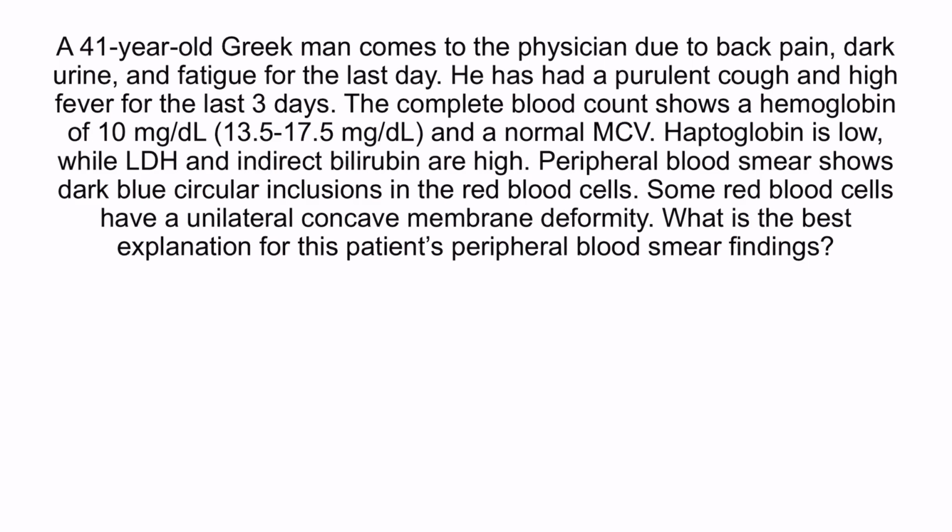Peripheral blood smear shows dark blue circular inclusions in the red blood cells. Some red blood cells have a unilateral concave membrane deformity. What is the best explanation for this patient's peripheral blood smear findings?